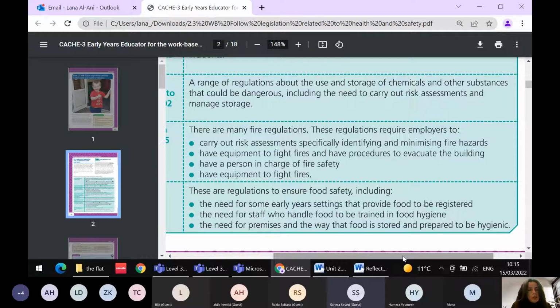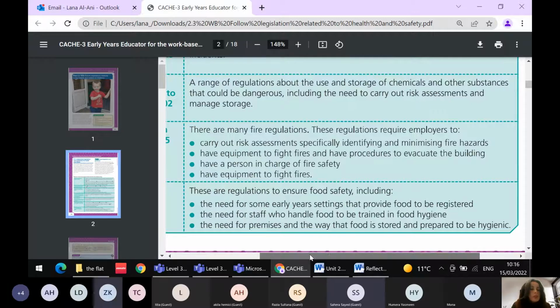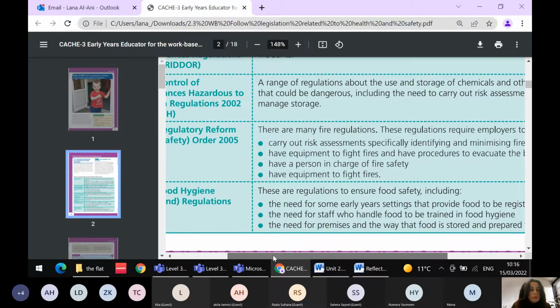And also, the manager should always do a risk assessment and check if they are stored properly, if there is a lock on the door, if they are labeled properly. So this is very, very important.